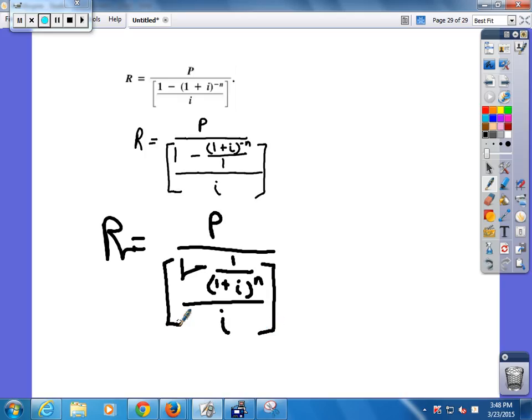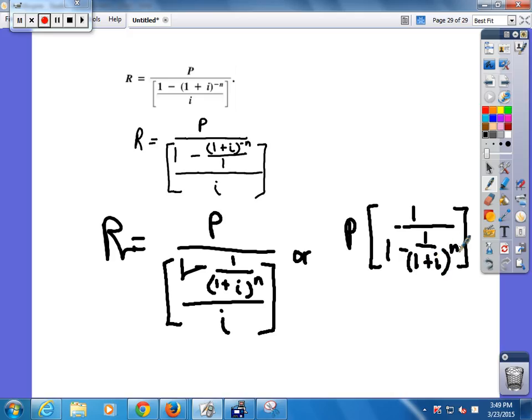Or, can I multiply P times the reciprocal of this? Yes, you could. And that would be P times the reciprocal of this, which is 1 over 1 minus 1 over 1 plus I to the n power. So that's another way to do it. You could either take P and divide it by this, or you can take P and multiply it by this. Either way, it doesn't matter, but I like to use the positive n power. I do not like to use this right here.